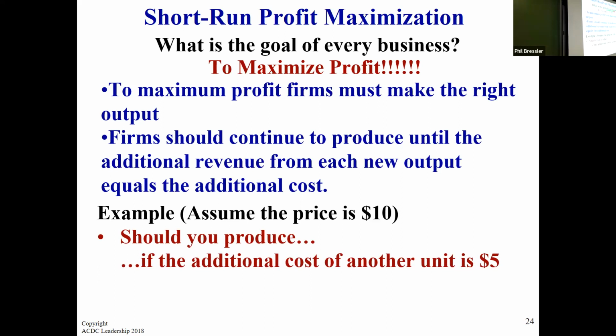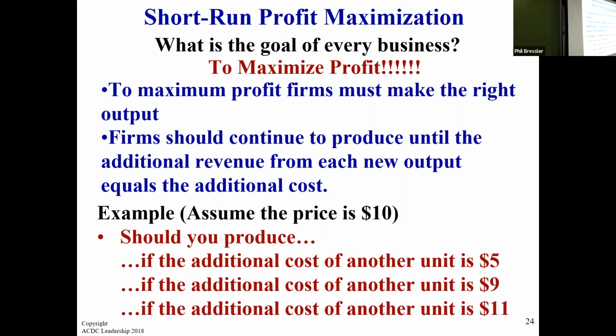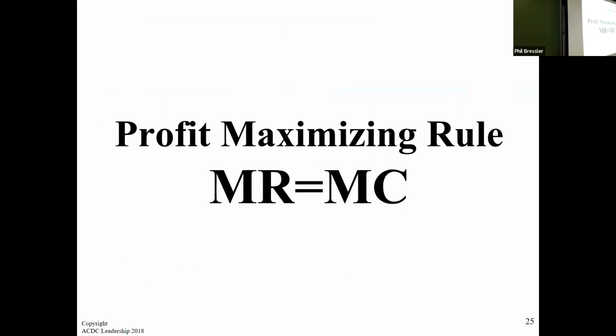All right, Greg, if the price is 10 and the additional unit, the marginal cost is 5, should you produce that unit? Yes. I'm giving you 10, it costs you 5. Greg, how about if it's 9? Yes. How about if it's 11? No, that's where we stop. Good job. So the profit maximizing rule is marginal revenue has to be equal or greater than marginal cost. You will not produce a unit when the marginal cost is greater than the marginal revenue.